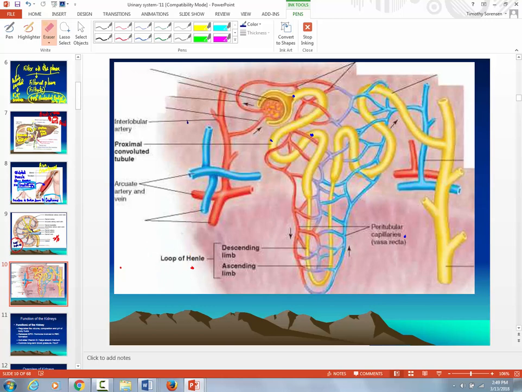Okay, watch. The afferent arteriole takes the arterial blood from the renal artery under pressure and brings it into this ball of capillaries. This ball of capillaries is called what? Glomerulus. The glomerulus, right? That's a good word.